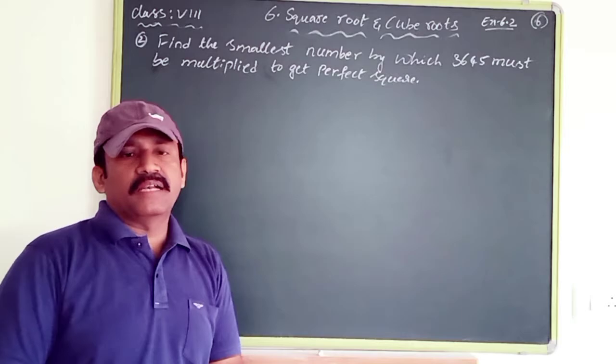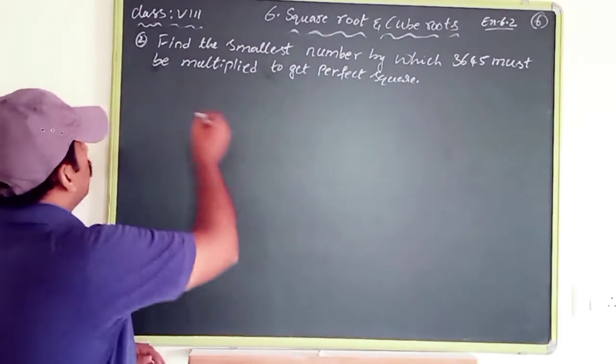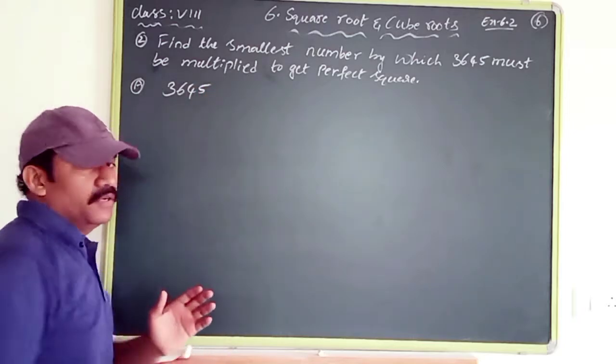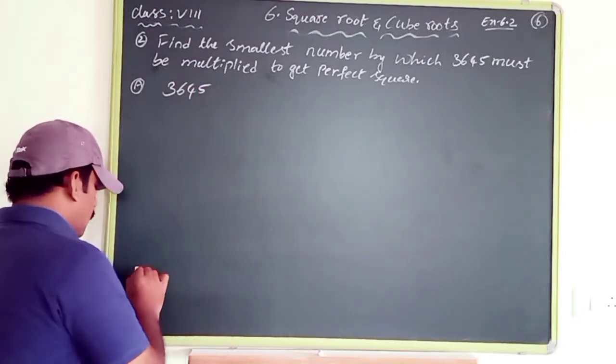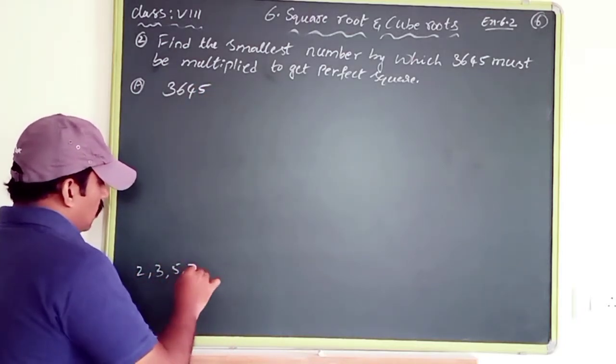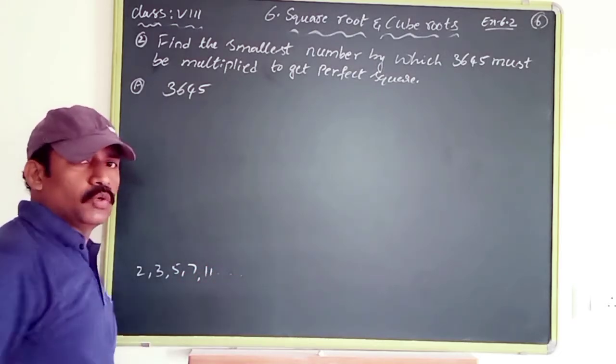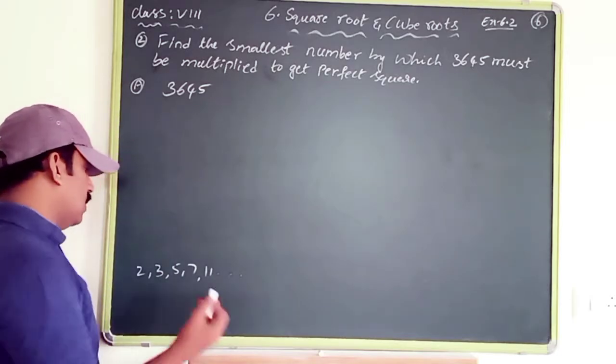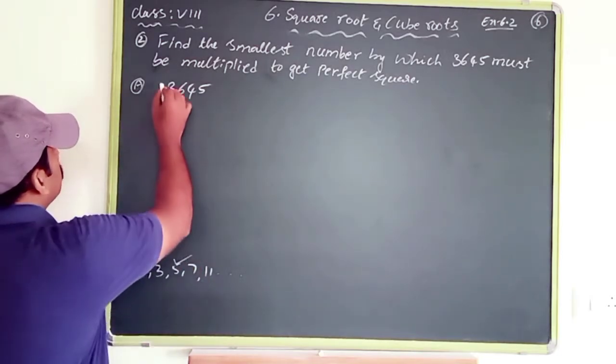Generally, you know the prime factorization. How to do the prime factorization? So I'm going to take the number 3645, and I want to divide by its prime factors. You know the prime numbers are 2, 3, 5, 7, 11, and so on, right? The last digit is 5, so by which number can we divide it? By 5.